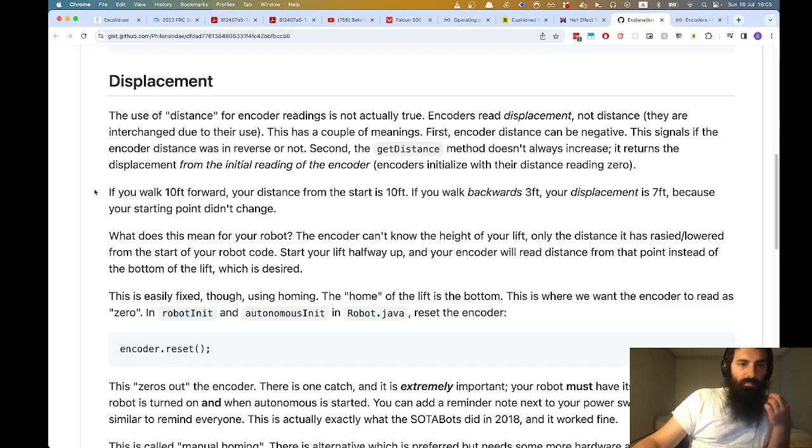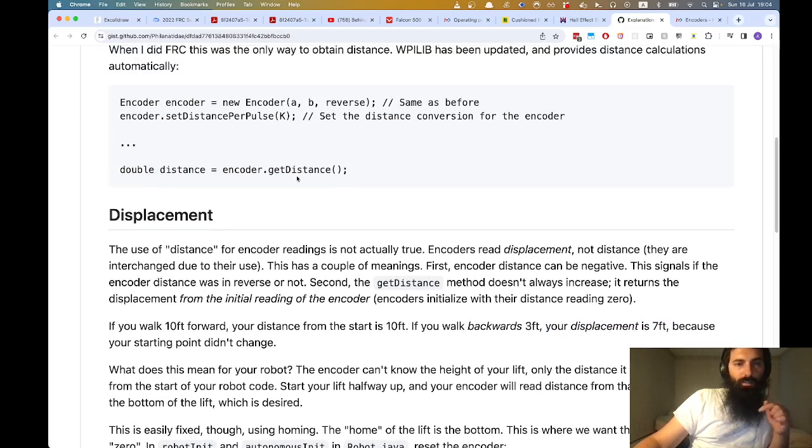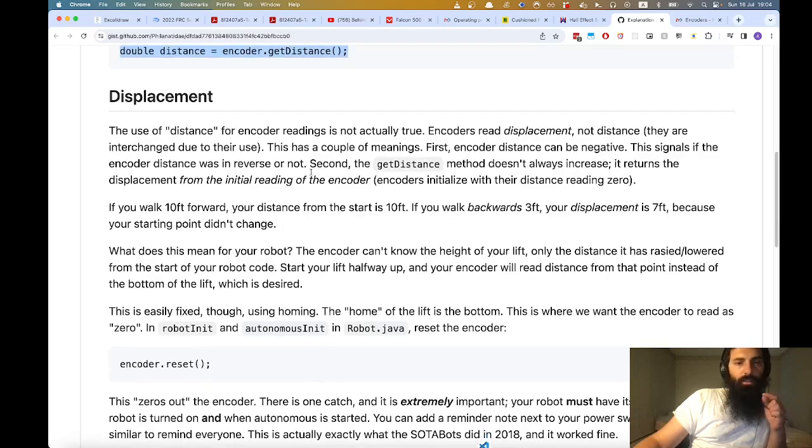Okay, so this helps to explain it. Displacement. If you walk 10 feet forward, your distance from the start is 10 feet. If you walk backwards 3 feet, your displacement is now 7 feet because the starting point is at 0. So you go from 0 to 10, but then you go back 3, so your displacement is 7. If you were to call this distance right here, that would return 7, not 10 minus 3, because your starting point hasn't changed.